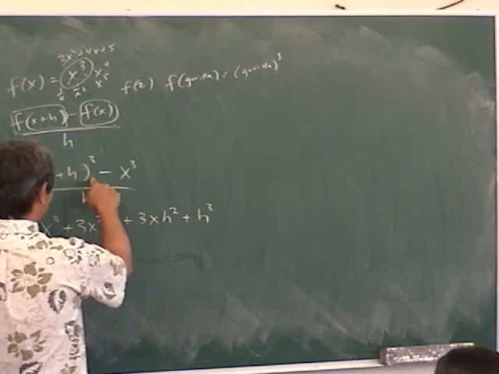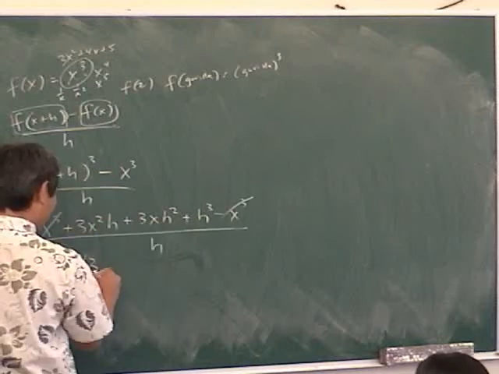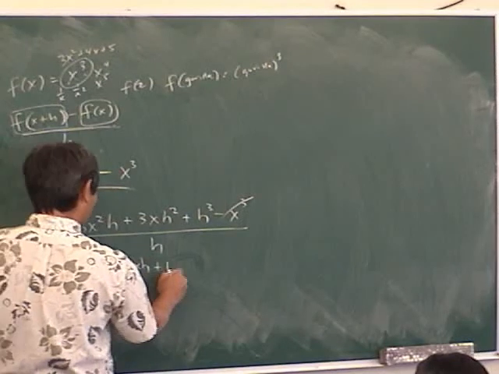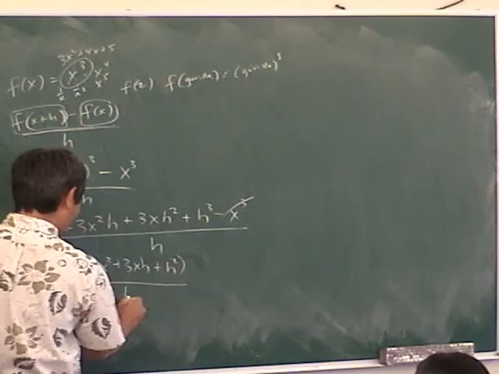Okay, so you expand this, and then you subtract x cubed, and then you divide the whole critter by h. And if you remember these problems from last year, these all simplify pretty nicely. Yes, they do. This x cubed cancels the x cubed. Can I factor out an h on the top and cancel it with the h on the bottom? You bet you can. So your final answer is 3x squared plus 3xh plus h squared.